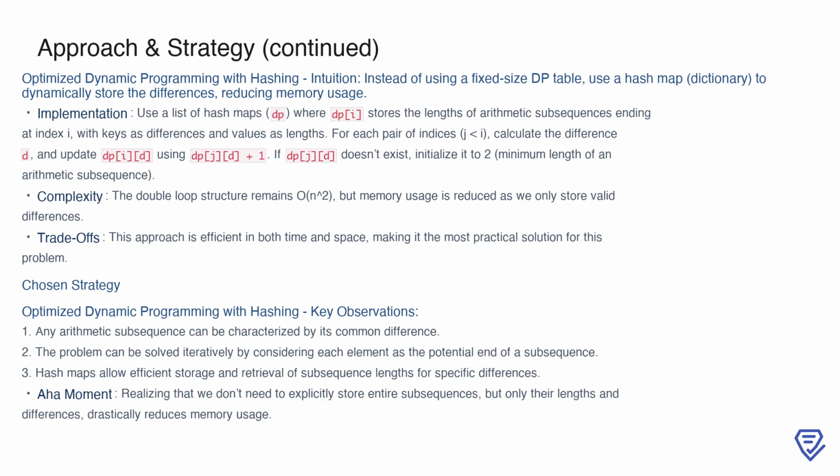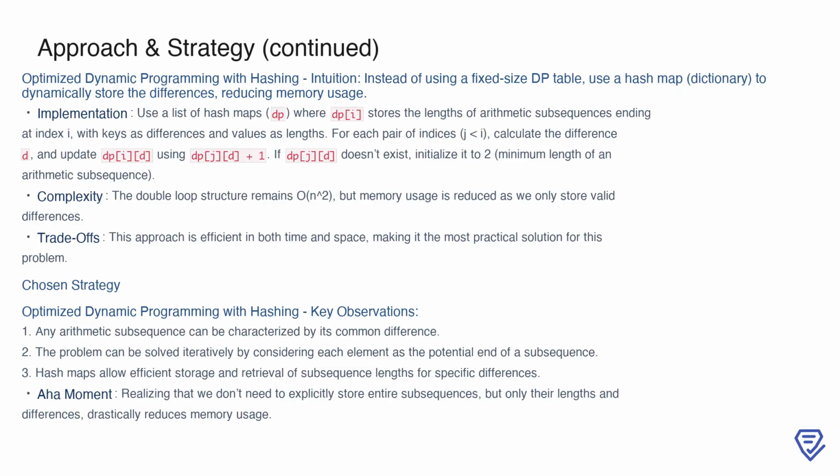Instead of a fixed-size DP table, we use a list of hash maps, where each hash map corresponds to an index in the array and stores the lengths of arithmetic subsequences that end at that index. The keys in the hash map represent differences, while the values represent the corresponding lengths.